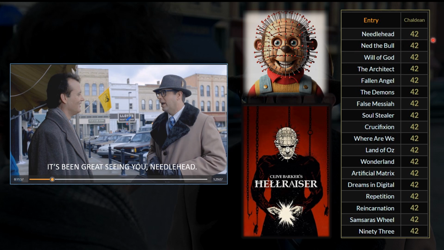Needlehead is a 42 in Chaldean, matching Ned the Bull, matching Will of God, the Architect, Fallen Angel, the Demons, False Messiah, Soul Stealer, Crucifixion, Where Are We? We're in the Land of Oz, Wonderland, in an Artificial Matrix, in Dreams in Digital, Repetition, Reincarnation, Samsara's Wheel, and the number 93 sums to 42. We're going to see the number 93 come up in our decode in a little bit. And 42 is a representation of pi, like I mentioned before. So Needlehead being a 42 and Ned the Bull being a 42 is an interesting connection.